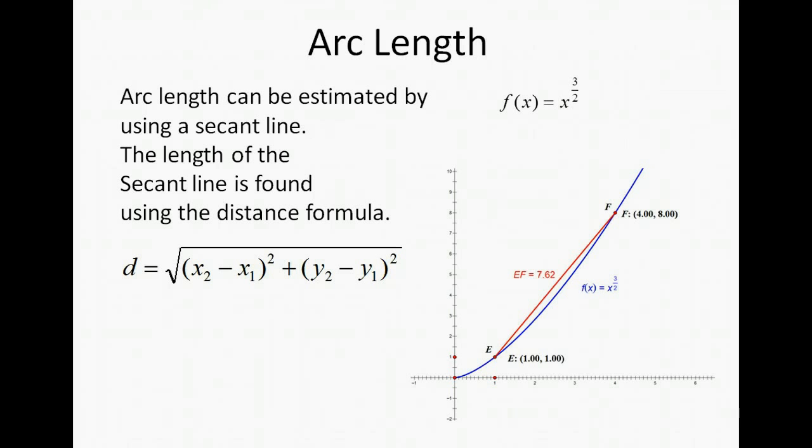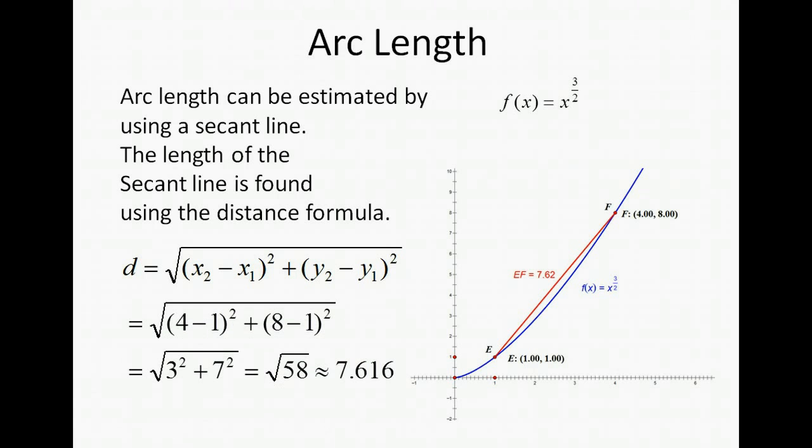We can find the length of the secant line by using the distance formula. We're going to plug in the ordered pairs starting at x equals 1 and going to x equals 4. We got the length of the secant line as about 7.616 or 7.62.